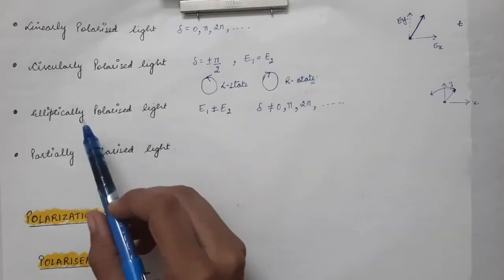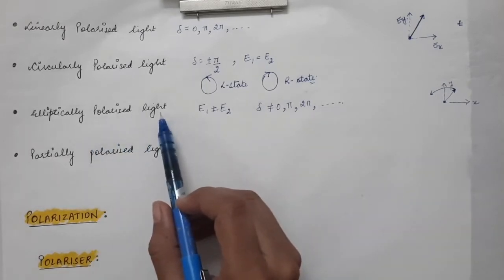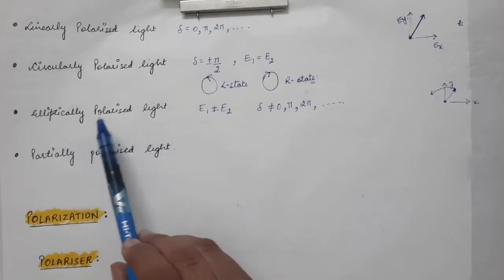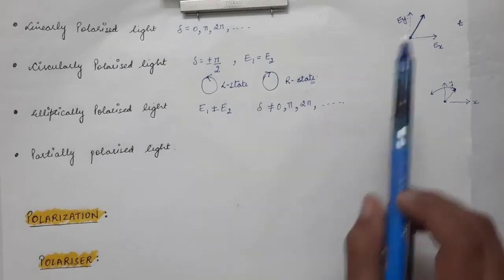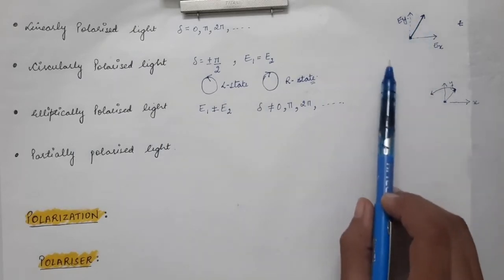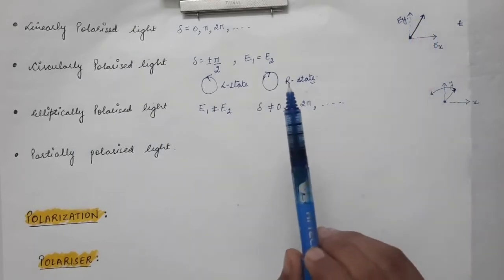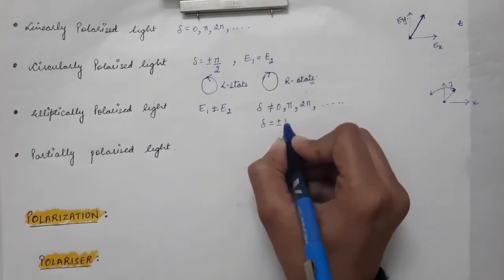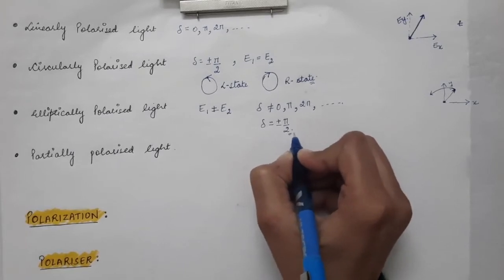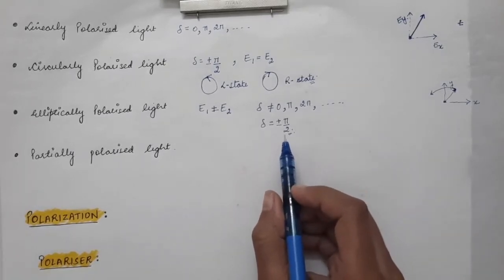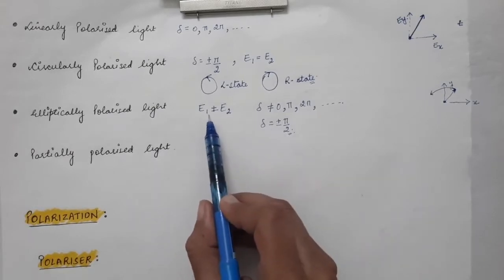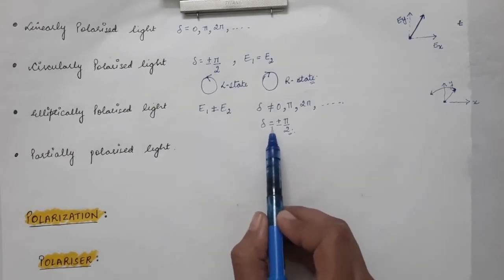Then we will get elliptically polarized light, as we derived the general equation of the ellipse in the previous lectures. So in that case we will get elliptically polarized light, that is, the tip of the electric field will draw an ellipse. Then with the special case when delta is equal to plus or minus pi by 2, in this case also we will get an ellipse, with E1 not equal to E2.